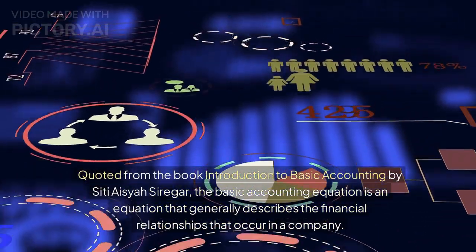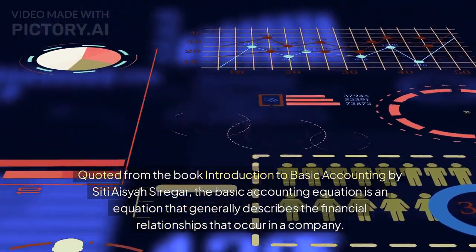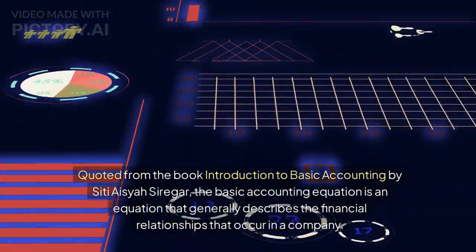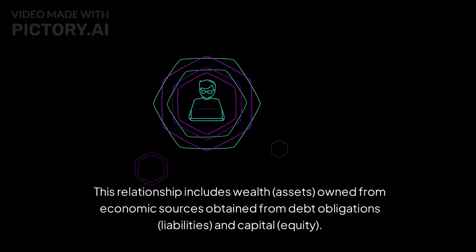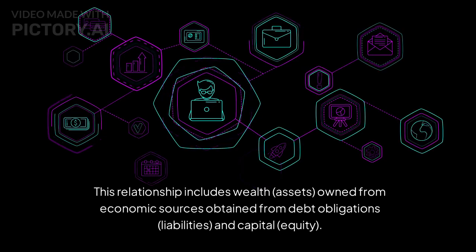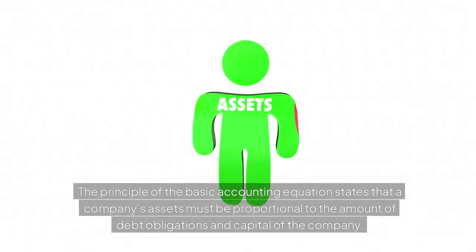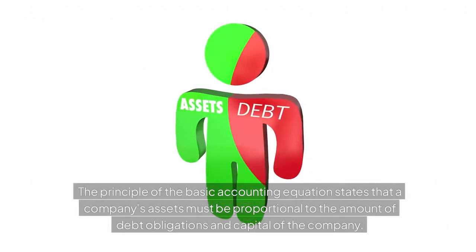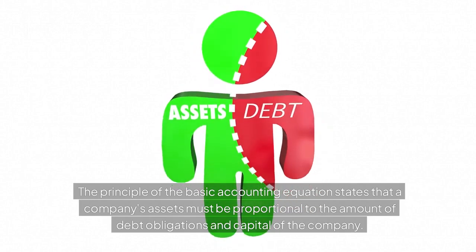Quoted from the book Introduction to Basic Accounting by Siti Aisyah Siregar, the basic accounting equation is an equation that generally describes the financial relationships that occur in a company. This relationship includes wealth (assets) owned from economic sources obtained from debt obligations (liabilities) and capital (equity). The principle of the basic accounting equation states that a company's assets must be proportional to the amount of debt obligations and capital of the company.